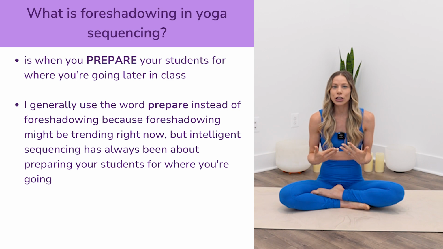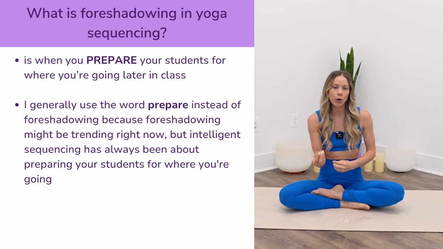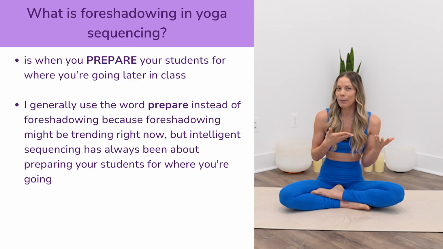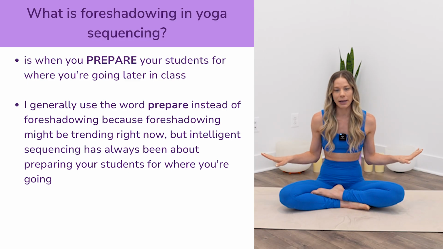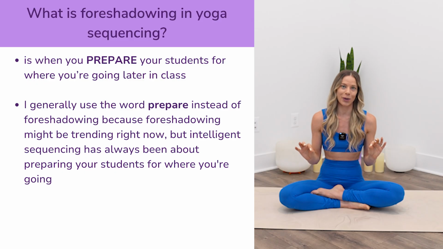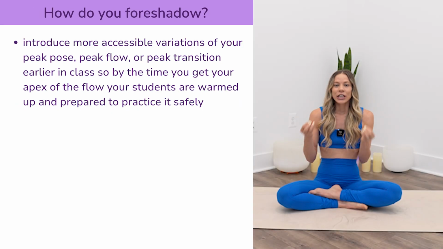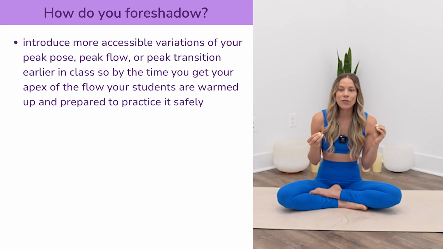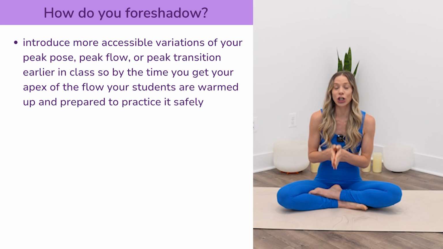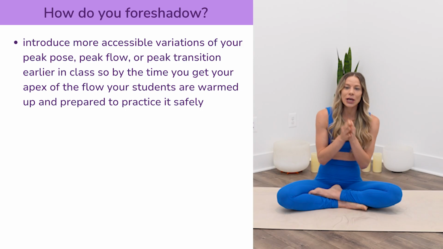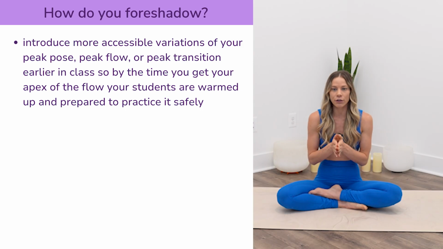I generally like to use the word prepare instead of foreshadowing, because foreshadowing might be trending right now, but intelligent sequencing has always been about preparing your students for where you're going. How do you foreshadow? You introduce more accessible variations of your peak pose, peak flow, or peak transition earlier in class, so that by the time you get to the apex of the flow, your students are warmed up and prepared to practice it safely.